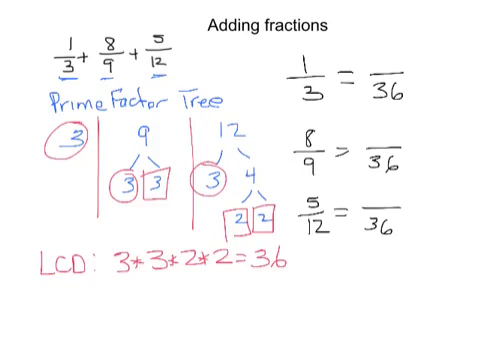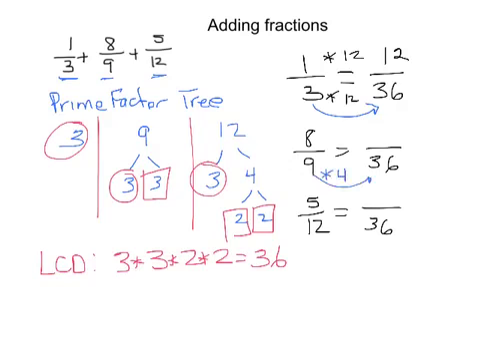So what I do is I look to see how did 3 become 36. Well, if I multiplied by 12, then I would get 36. So I have to multiply the top by 12 as well to keep an equivalent fraction, and 1 times 12 is just simply 12.